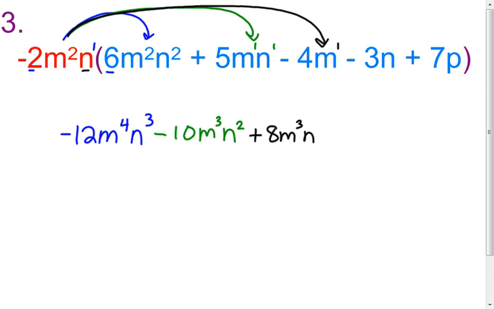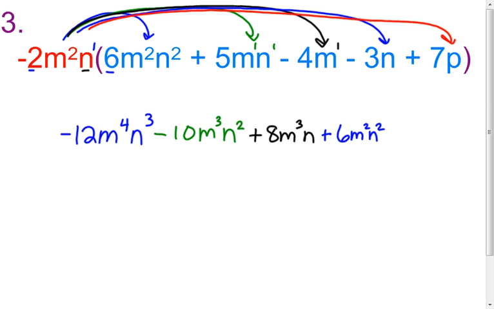Then I'm going to go negative 2m squared n times negative 3n. So negative 2 times negative 3 is 6. I've got an m squared there, and then I have n times n, which makes n to the 1 plus 1, or n squared. And then lastly, negative 2m squared n times 7p. So negative 2 times 7 is negative 14. I try to list these in alphabetical order, so I'm going to go MNP. So I have m squared NP.